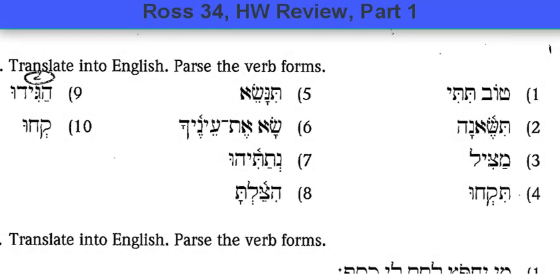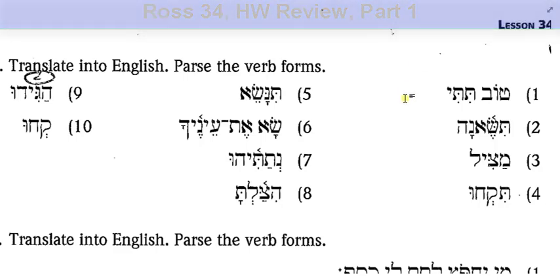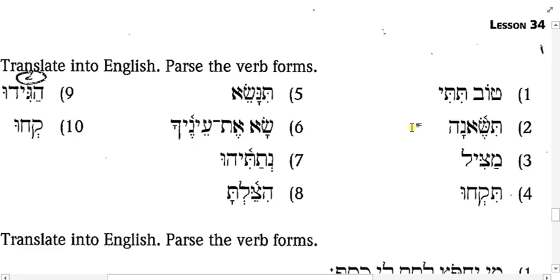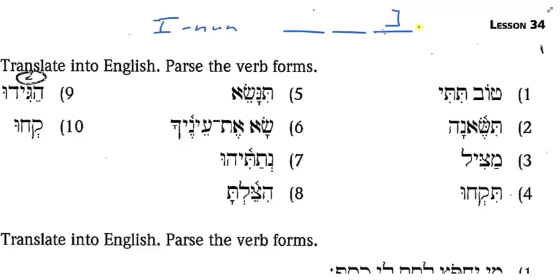Okay, so this is chapter 34 in Ross, the homework for 34. We have some parsing exercises that we want to look at first, and then translation work. Remember, this is the weak verbs chapter on one noon verbs. One noon verbs are verbs that are weak in which position? First root letter, and the first root letter is the letter noon. And where do we have weaknesses when we have a root one noon? When we're adding prefixes. What kind of prefixes? Stem prefixes or the imperfect prefixes.